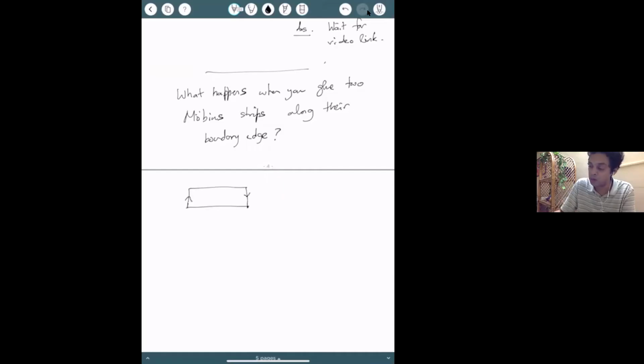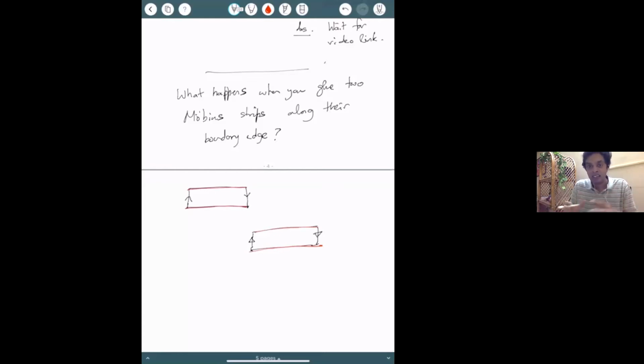So here's one Mobius strip, right? And here, let's say this guy is another Mobius strip. Let me use this different arrow to indicate these. Okay, and now remember that these guys had some boundary edges, right? So this was the boundary edge, and this is another boundary edge.